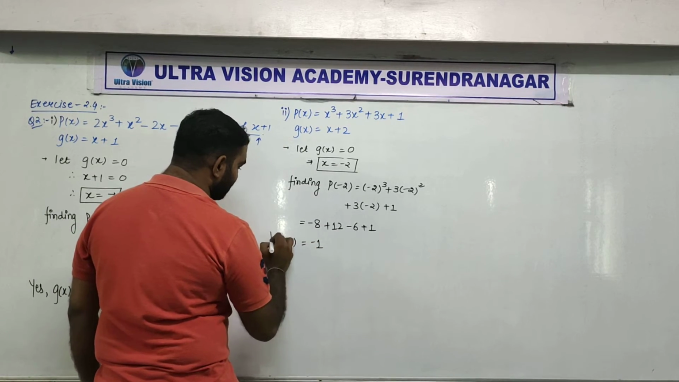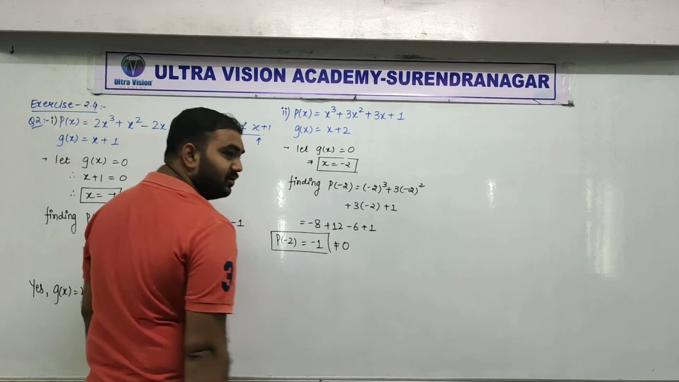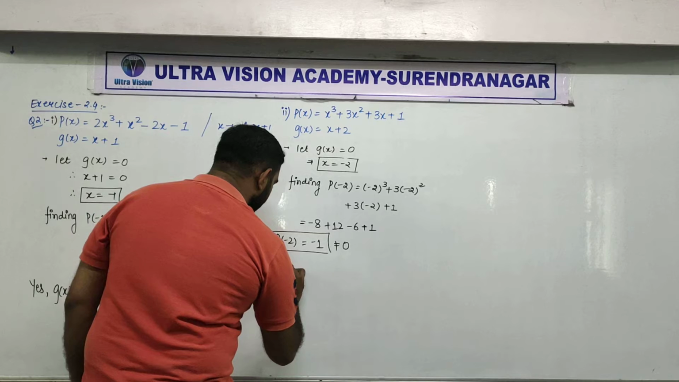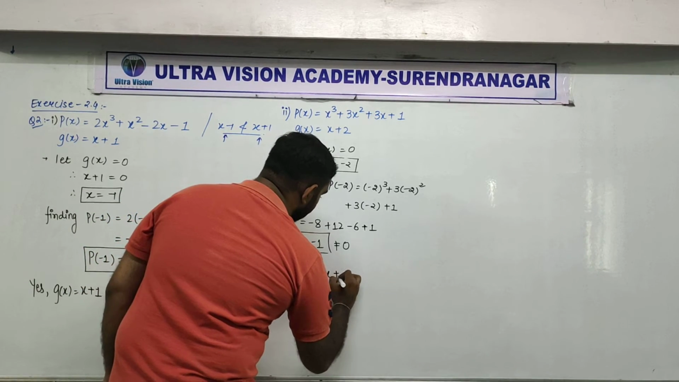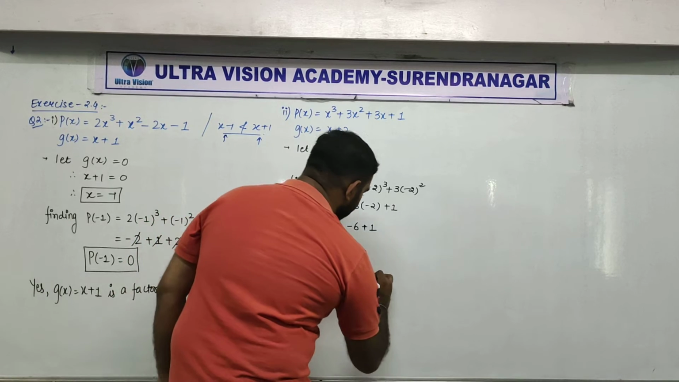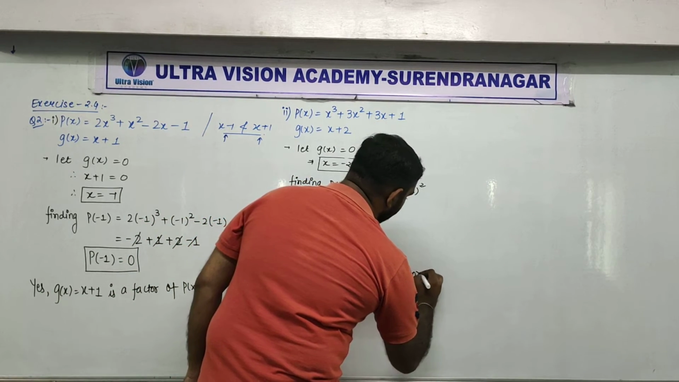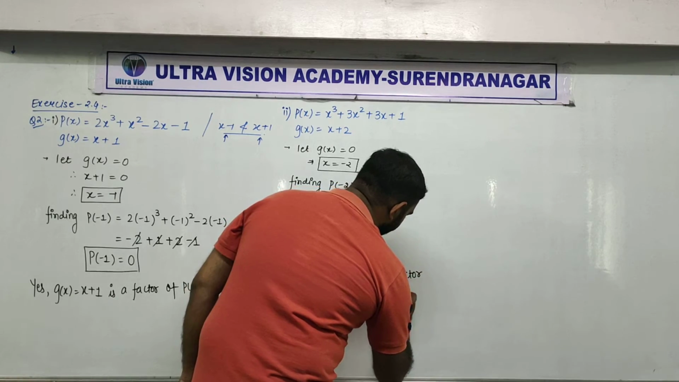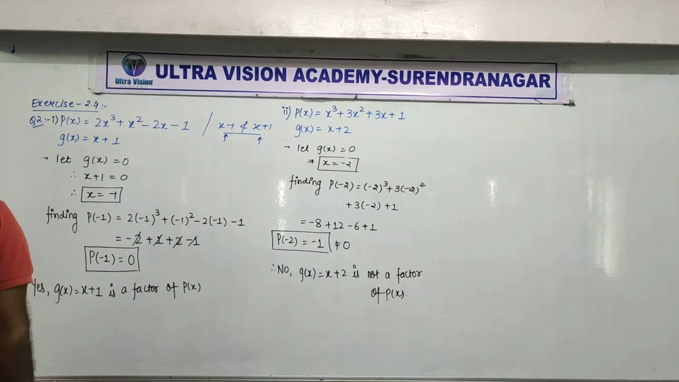No. So will x plus 2 be a factor of this? No. Which is not equal to 0. Therefore, no. g of x equal to x plus 2 is not a factor of P of x. Clear? Now will you be able to do the third one by yourself?